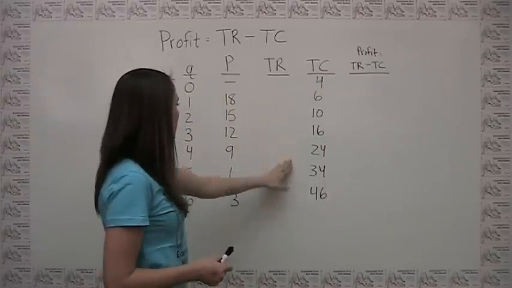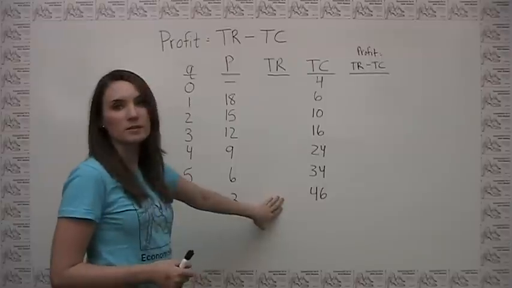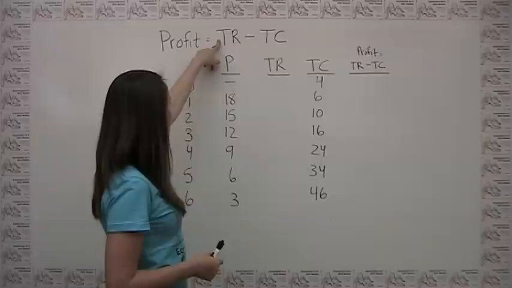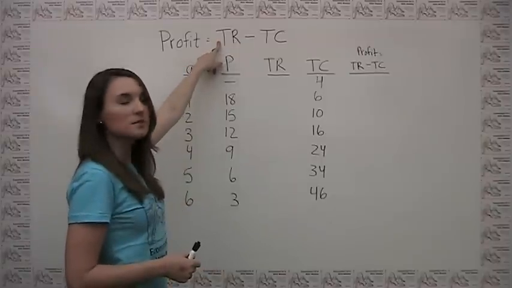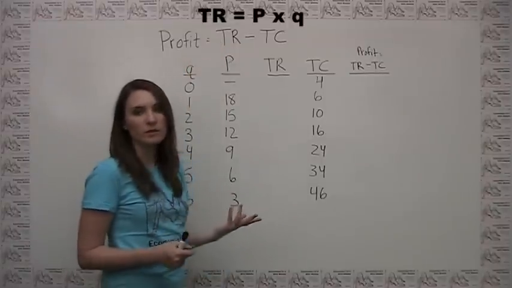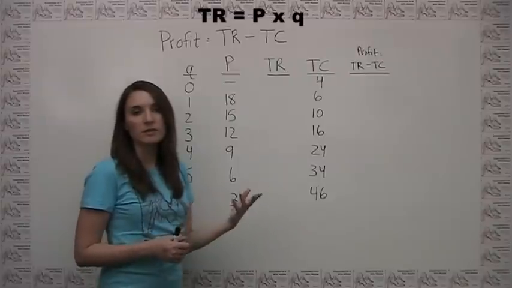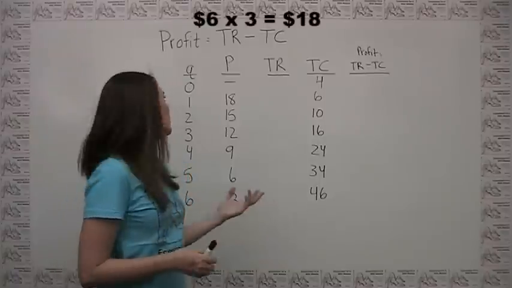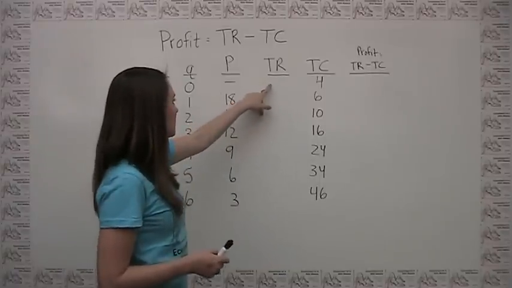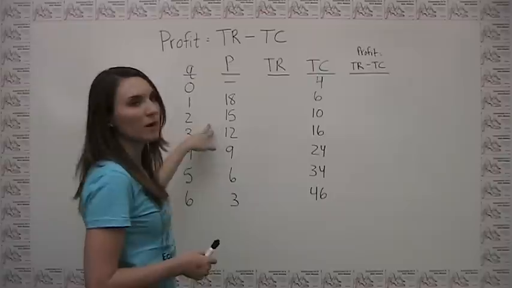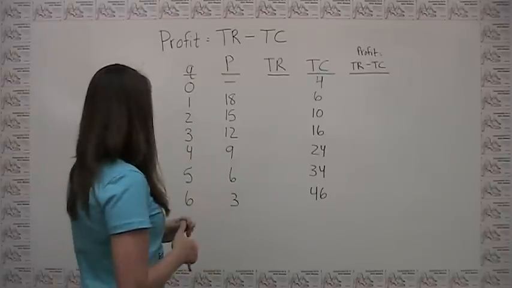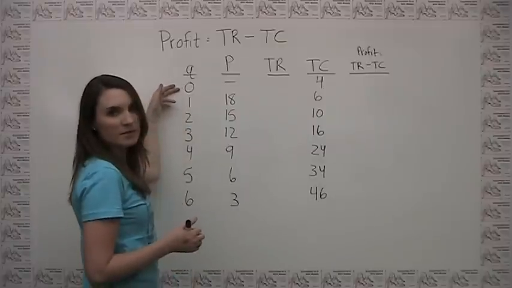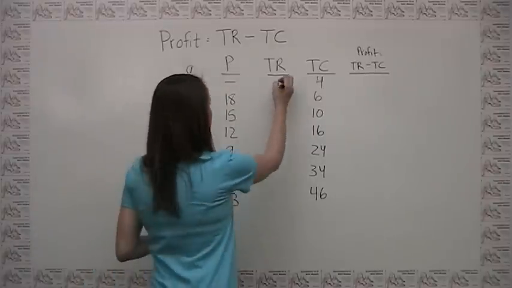So you notice here I have a column that's currently blank that's labeled total revenue. And we said that total revenue is just price times quantity. For example, if I sell 3 units of output at $6 a piece, I've made $18 in revenue. So we can just calculate this total revenue by multiplying quantity times price. And we get, well, 0 times anything is just 0. So if you're not producing anything, you're not taking in any revenue.